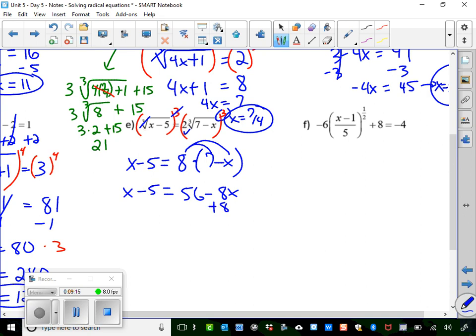Okay, I'm going to add 8x, just regular solving. So I get 9x minus 5 equals 56. Add 5 to both sides, so I get 9x equals 61. And my fraction for my answer is 61 over 9.